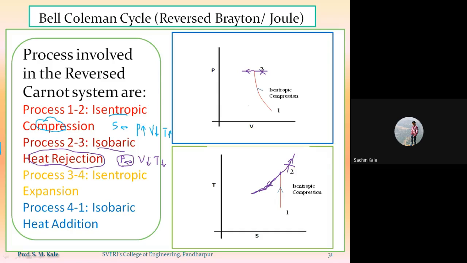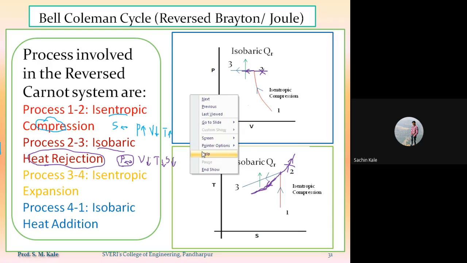Are you getting? So in the case of entropy also, whenever heat is rejected, the value of entropy will go on decreasing. So towards this direction, as temperature as well as entropy is decreasing, that's why I'm going to draw the process towards this direction. Are you getting? Yes or no? So in the PV diagram, I will draw the process 2 to 3 towards the left side, and in the TS diagram I'm going to draw the process 2 to 3 likewise.